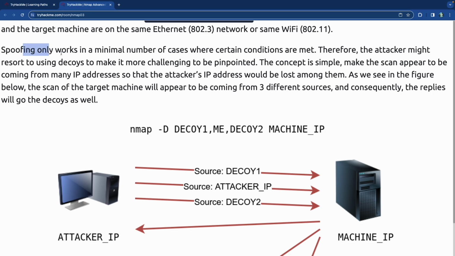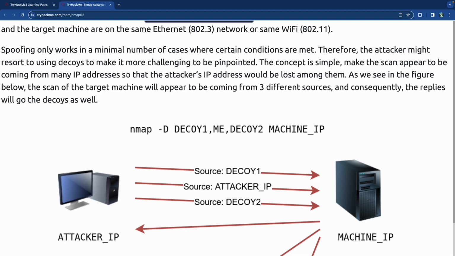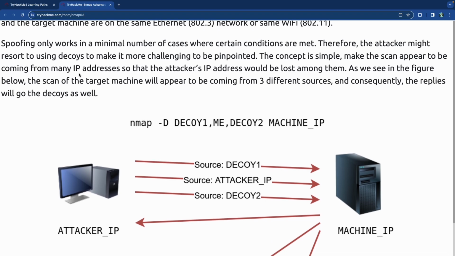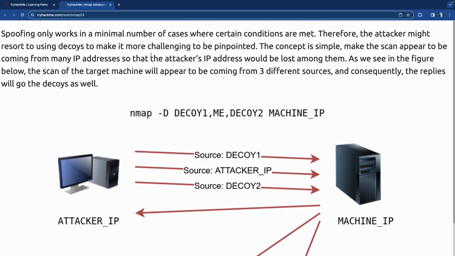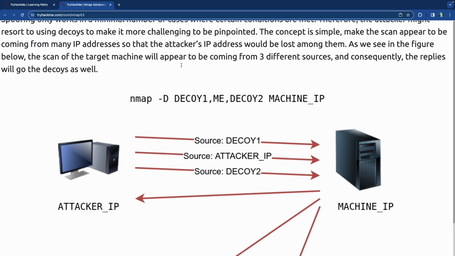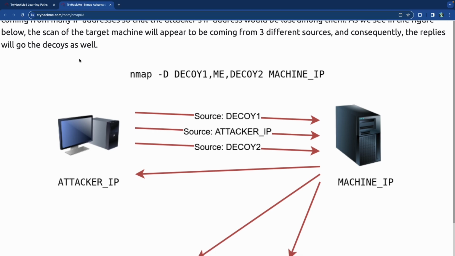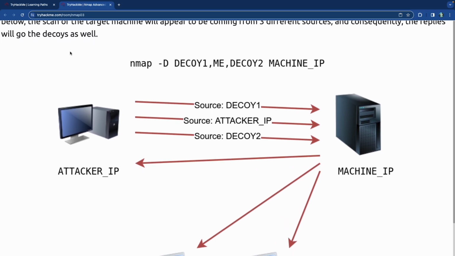So spoofing only works in a minimal number of cases where certain conditions are met. Therefore, the attacker might resort to using decoys to make it more challenging to be pinpointed. The concept is simple. Make the scan appear to be coming from many IP addresses so that the attacker's IP address would be lost among them. As we see in the figure below, the scan of the target machine will appear to be coming from 3 different sources, and consequently the replies will go to the decoys as well.